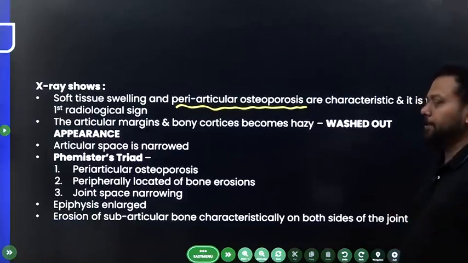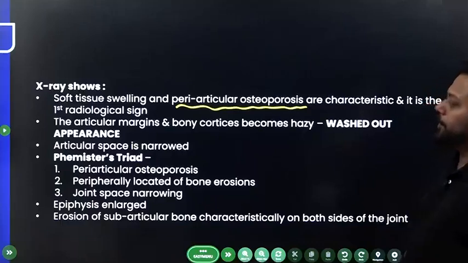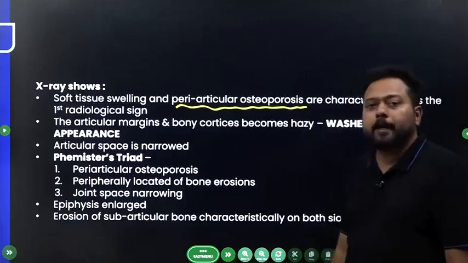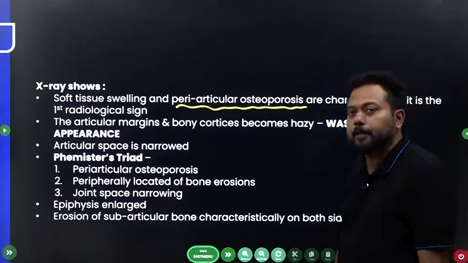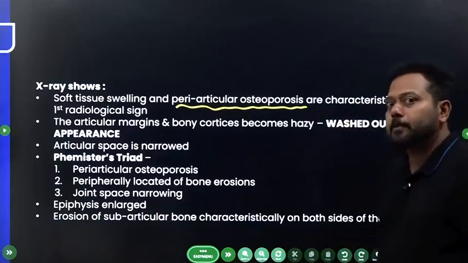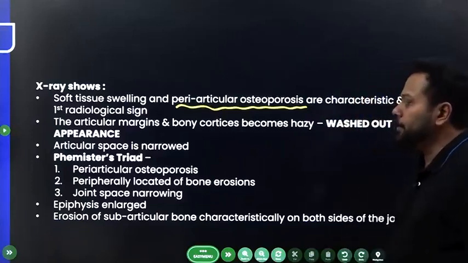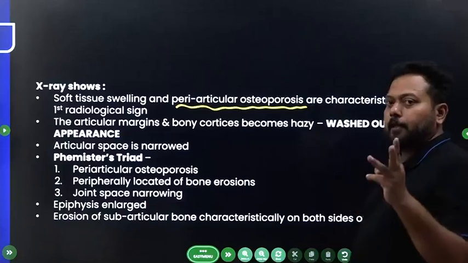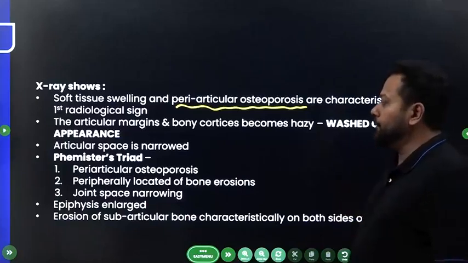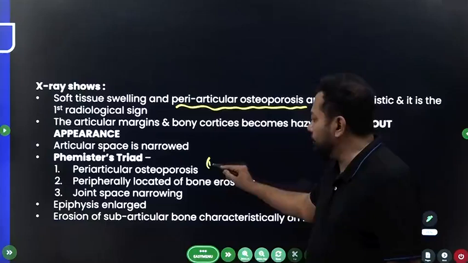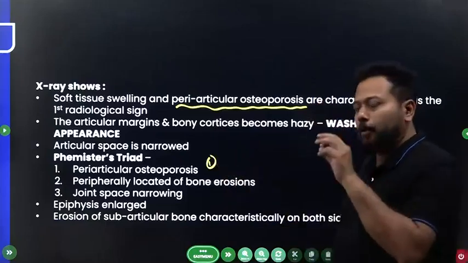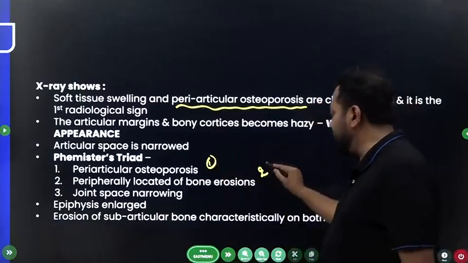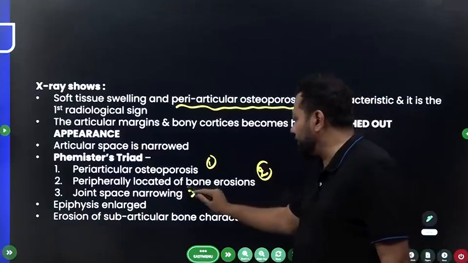Articular space is narrowed, and you should be familiar with a thing called Phemister triad. Not the GERD triad we had seen in fat embolism. Phemister triad. What are the three radiological features? Periarticular osteoporosis, peripherally located bony erosion, joint space narrowing.